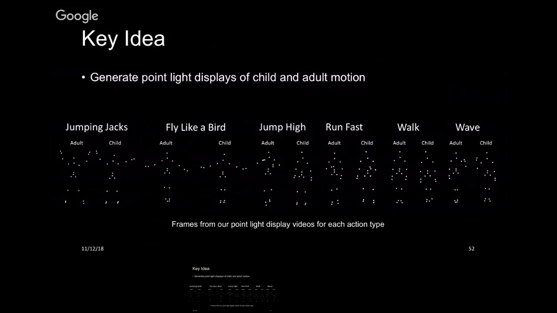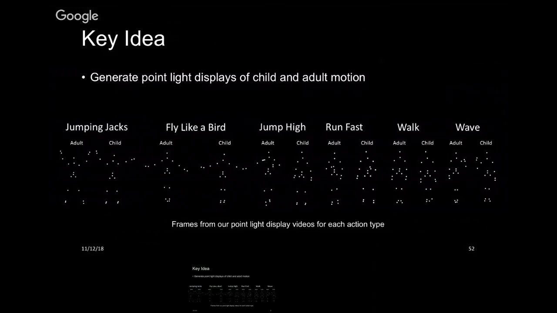Easily interpretable by both children and adults, and that have been studied before in the fields of kinesiology and human performance. And we rendered them as point light displays. So point light displays are what you see over here. There's no appearance information. They're literally point lights or markers at key locations on the skeleton.